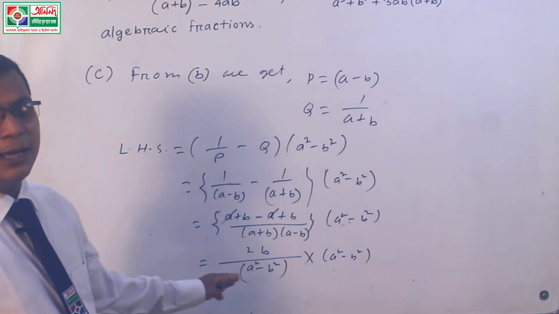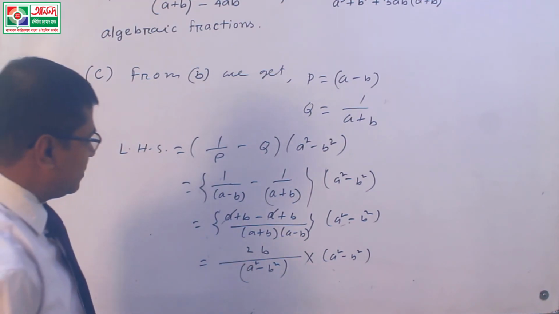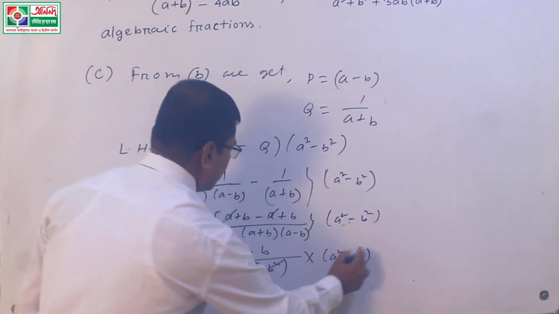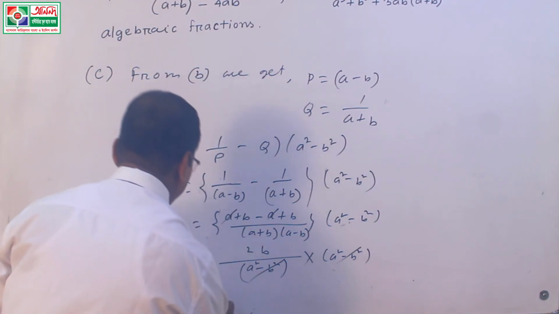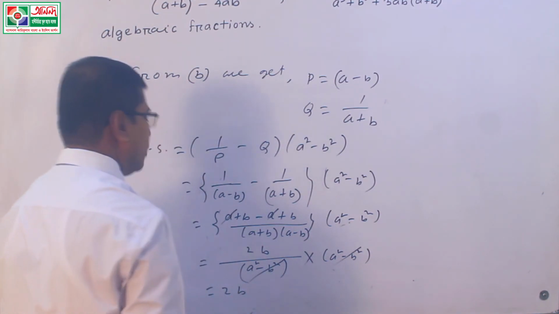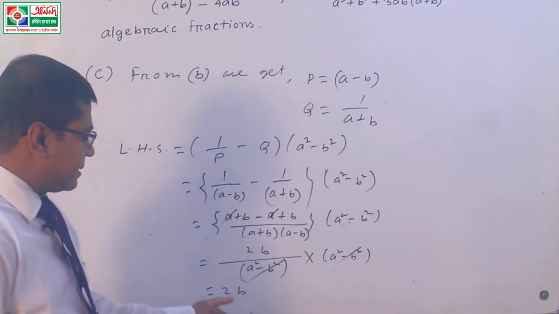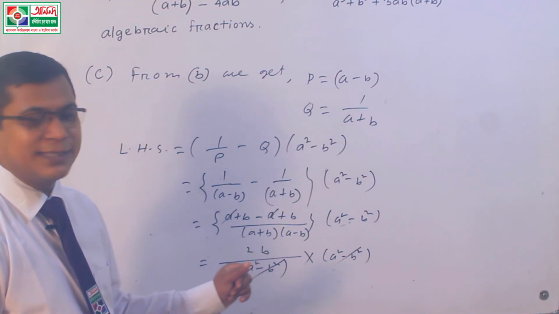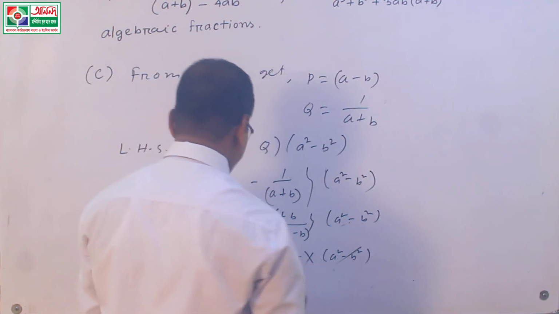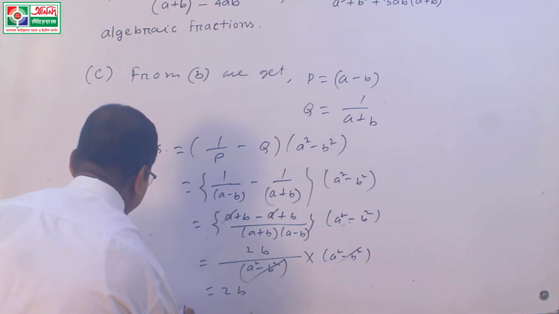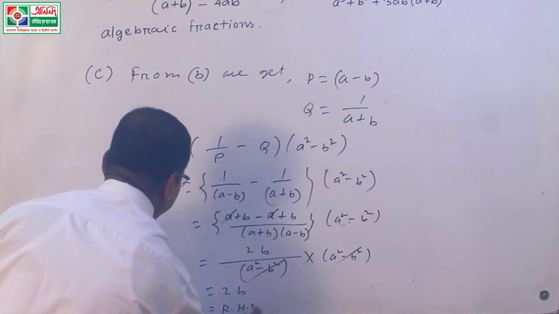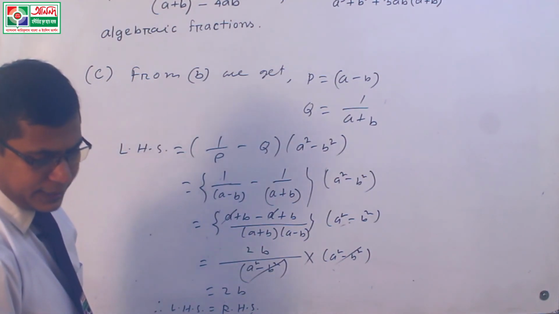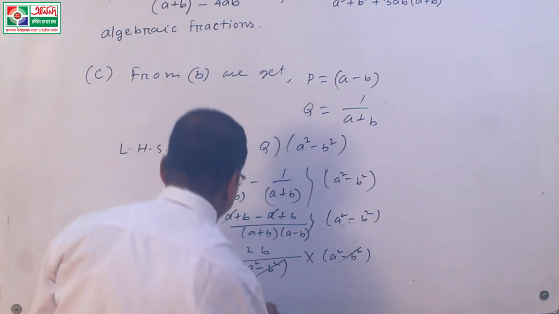Dear students, look at, we can divide a square minus b square by a square minus b square, and then you can write only 2b. Therefore, this is the same as the right hand side, so you can write here left hand side equal right hand side. In the question they have said prove that, so you can write here proved.